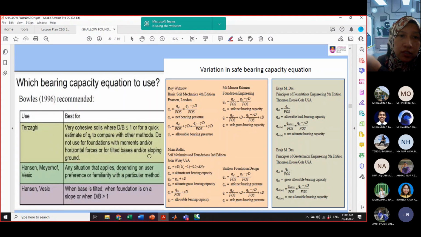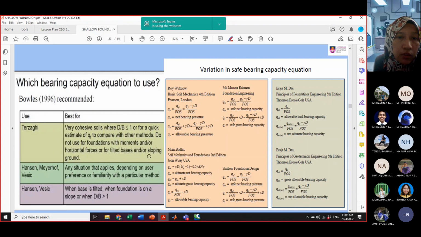Both suggest or recommended this way. Atau lebih mudah dalam soalan selalunya dia dah stated dah. Okay, use the Terzaghi formula to calculate the ultimate bearing capacity. Ataupun Hansen or Vesic etc. Or looking back, looking at the appendix pun you dah tahu apa sebenarnya teori yang kita pakai.